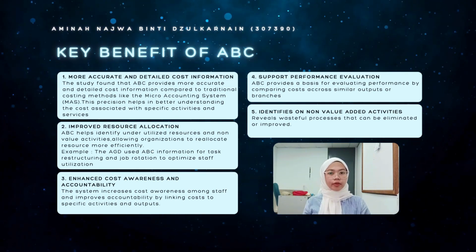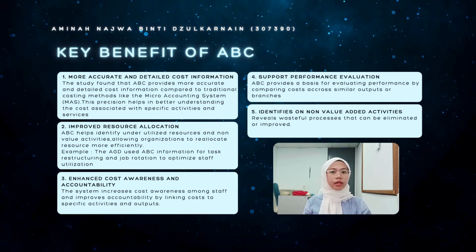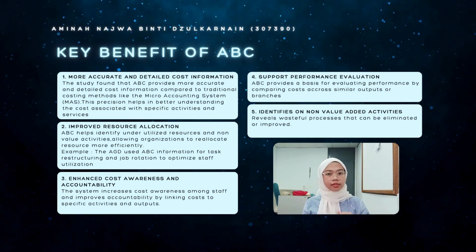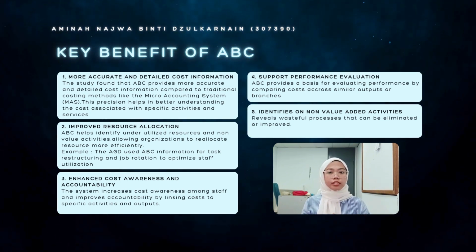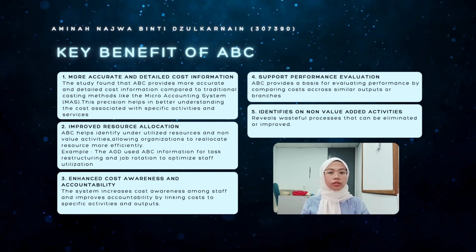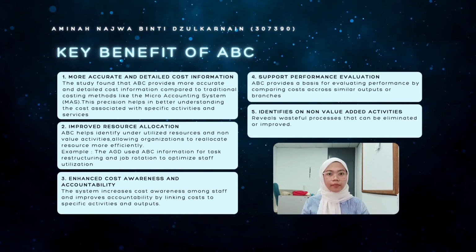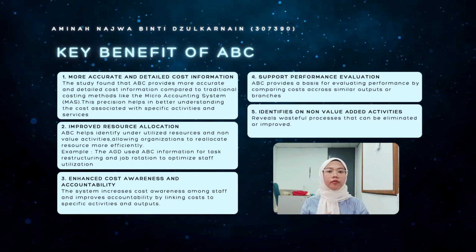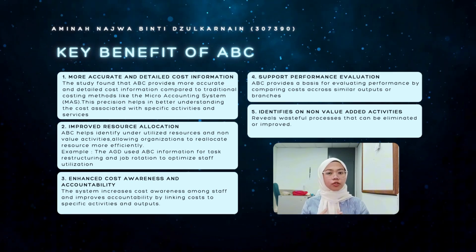One of the biggest advantages of ABC is its ability to provide detailed and accurate cost data. Traditional costing methods like the micro-accounting system used earlier by the AGD often rely on broad allocations, which can distort true costs. ABC, however, breaks down costs by activities, such as processing payments, preparing financial statements, or advisory services, and assigns expenses based on actual resource usage.